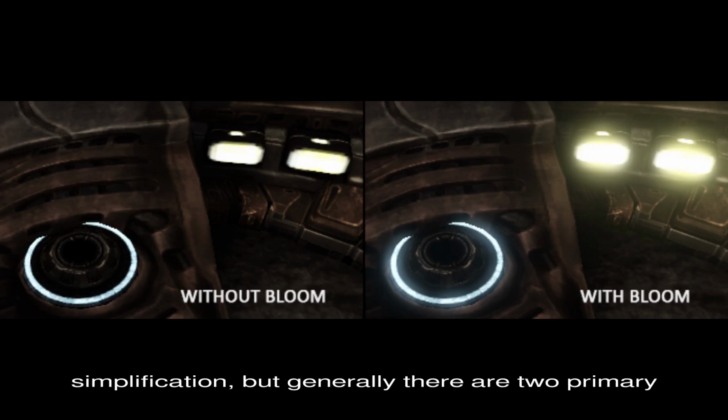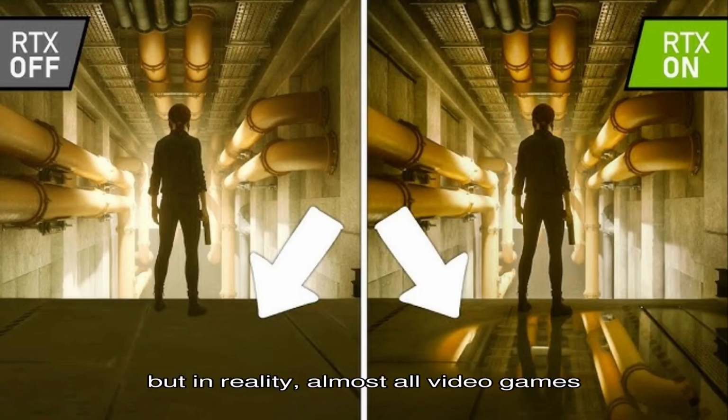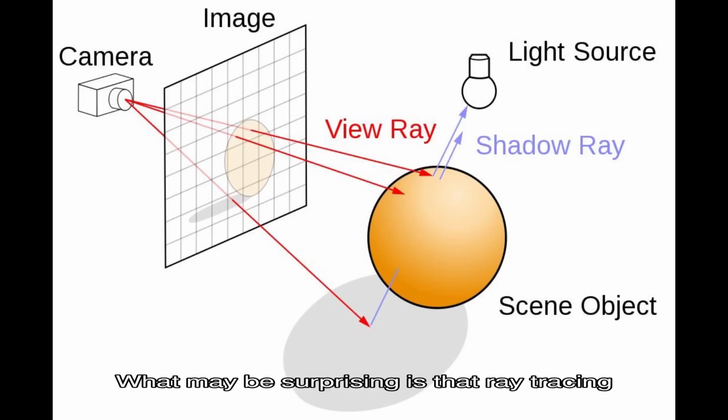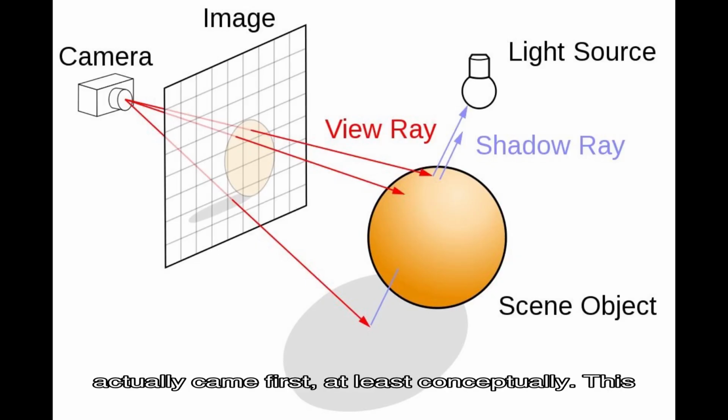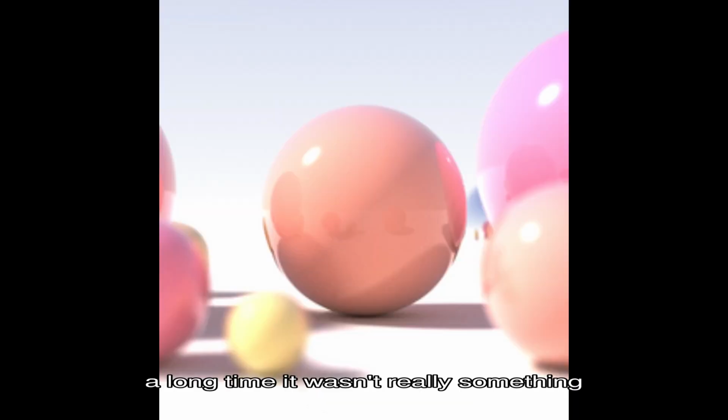This is a bit of a simplification, but generally there are two primary ways to render things: rasterization and ray tracing. If you're familiar with video games, you've probably heard of ray tracing, but in reality, almost all video games use rasterization. Even games that allow you to use ray tracing are almost always just allowing you to use a mixture of ray tracing and rasterization, though there are some exceptions to this now. What may be surprising is that ray tracing actually came first, at least conceptually. This is because ray tracing is very intuitive and easy to program from scratch compared to rasterization. But for a long time, it wasn't really something people could use because it was too computationally expensive.